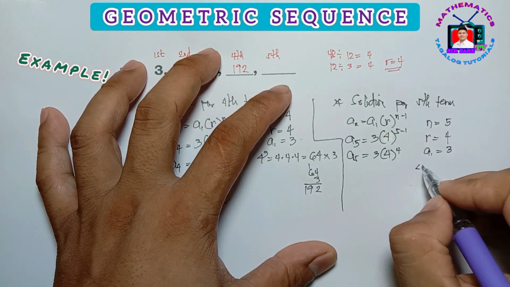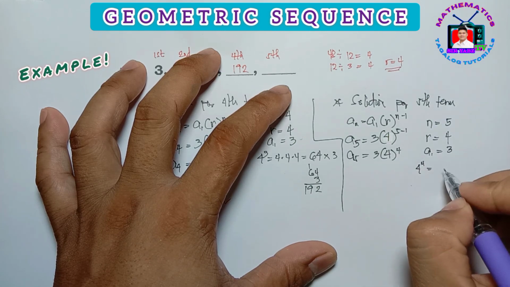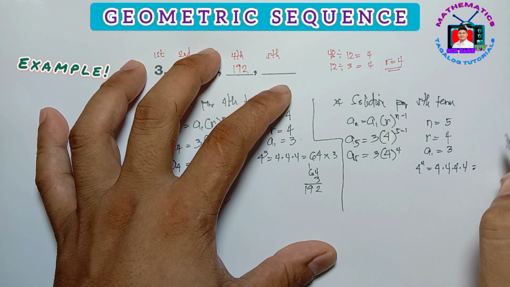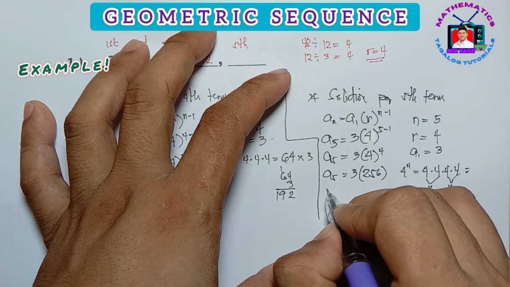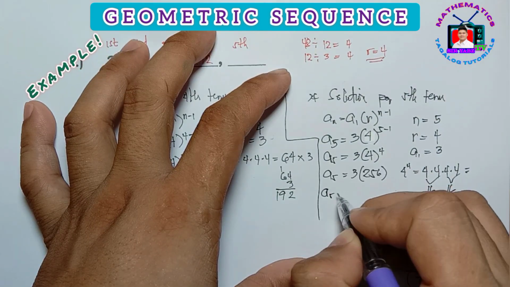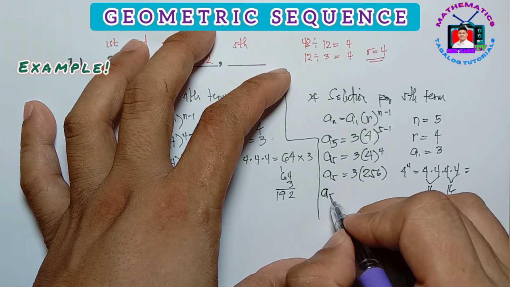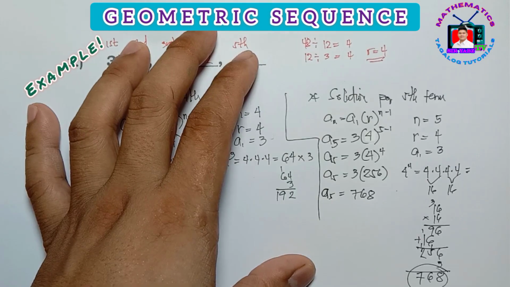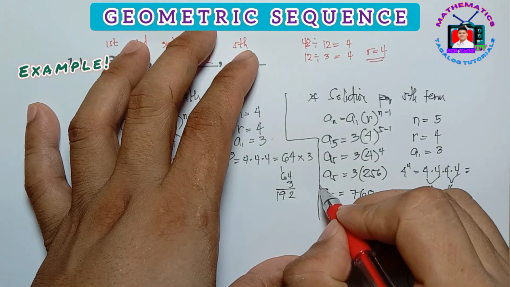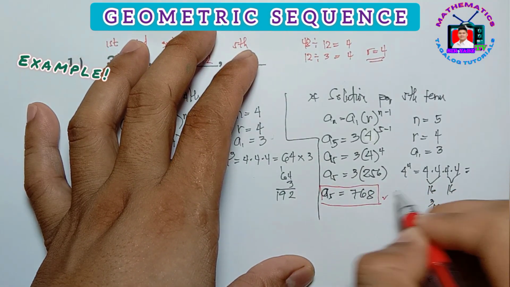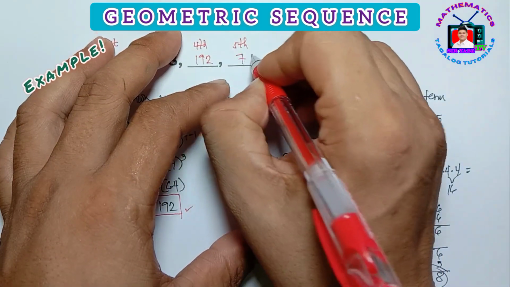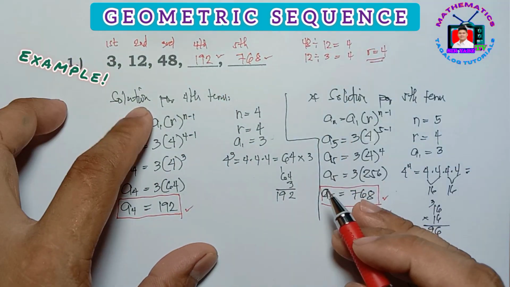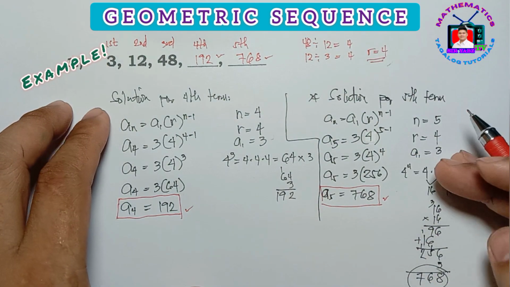So, 4 raised to 4 is equivalent to 4 times 4 times 4 times 4. So, the result of that is 256. So, a sub 5 equals 3 times 256. So, let's multiply 3 times 256. The result is 768. So, that is our 5th term for number 1. Okay? So, check. They share a common ratio.